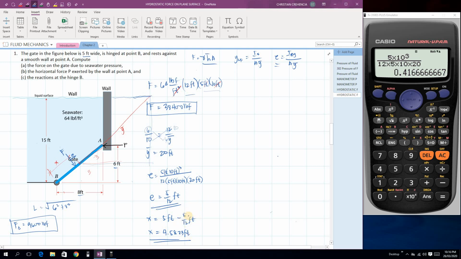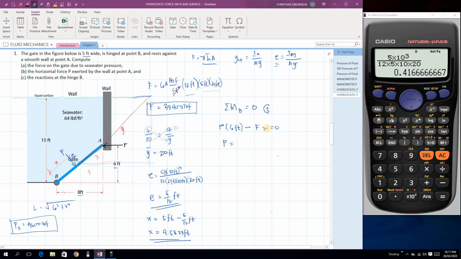So we can now solve for the value of P by summing up moments about point B. So pwede nating i-take yung, this should be equal to 0. Pwede nating i-take yung counterclockwise to be positive para unahin na natin yung moment ng P. Okay, so force P times ng moment arm natin. So perpendicular distance. So that is 6 feet. Minus ng force F. Then yung distance X. And this is equal to 0.